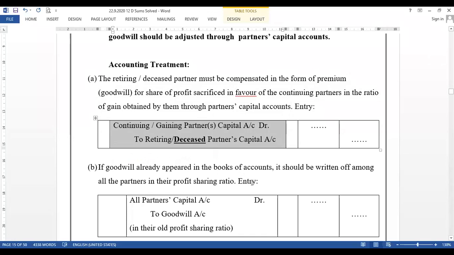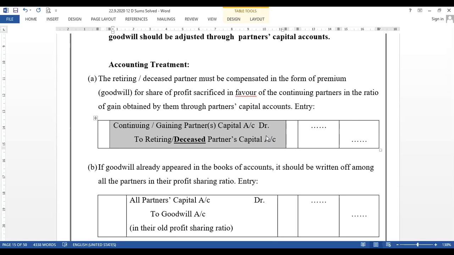We all know that in retirement, one of the partners will retire. So he is a sacrificing partner because he sacrifices his share. Who gains? The other two partners, or maybe one of the existing partners, right? So gaining to sacrificing is the only entry I want you to remember for the effect of Goodwill for the chapter retirement and death also. There is no change, and this is the only entry required throughout the chapter, irrespective of any words given in the question.